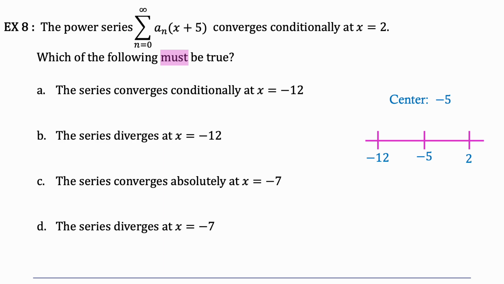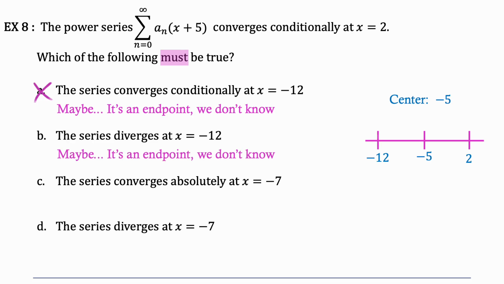Now let's check out our options here. A says the series converges conditionally at x equals negative 12. Does it? Well, maybe. It's an endpoint. We don't know for sure. And again, we want to know which of the following must be true. So not that one. B, the series diverges at x equals negative 12. Again, this is an endpoint. We don't know. We'd have to test it. Maybe that's true, maybe not.